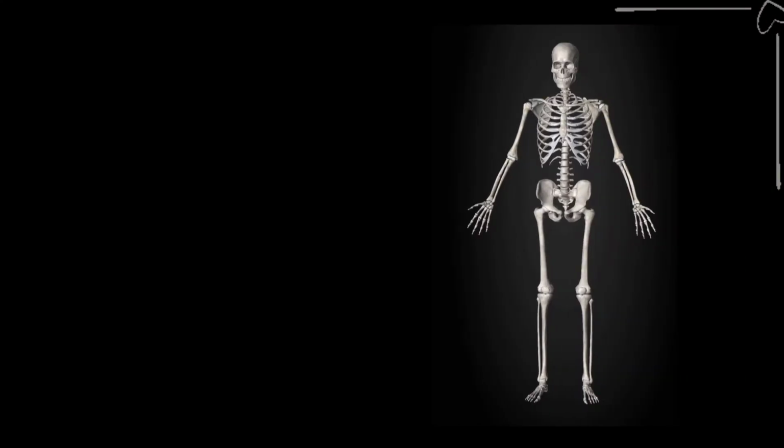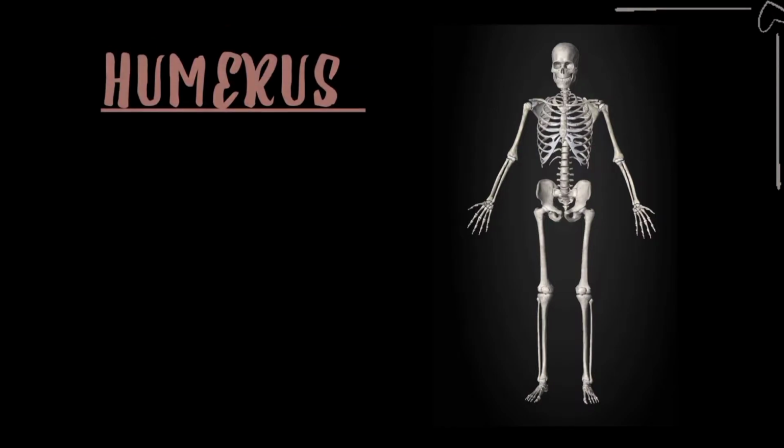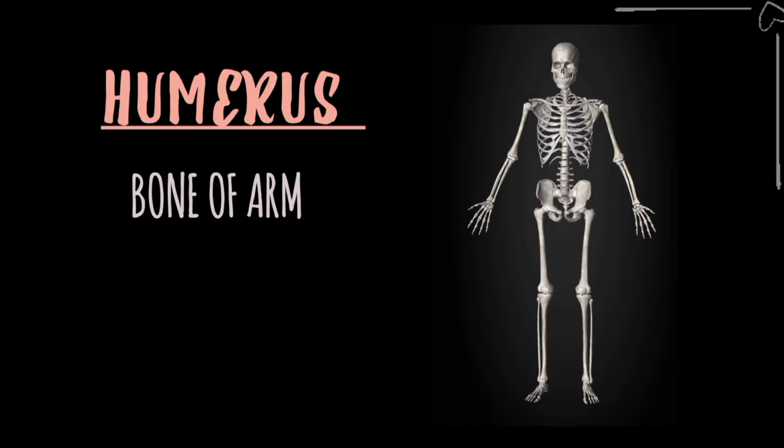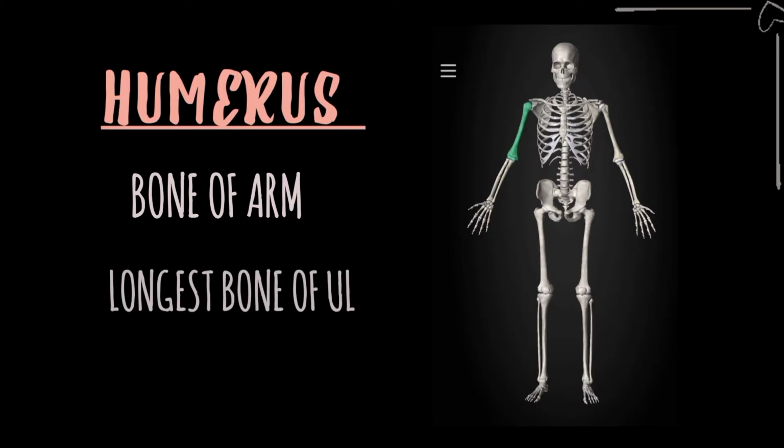So this is a skeleton which has 206 bones, and the humerus bone is the bone of the arm. So this is the humerus bone, which is the bone of the arm, and it is the longest bone of the upper limb. It has an upper end, a lower end, and a shaft. So this is the proximal bone of the arm, you can say so.